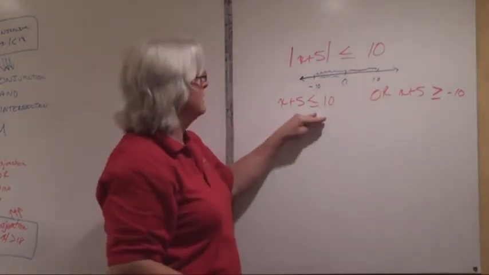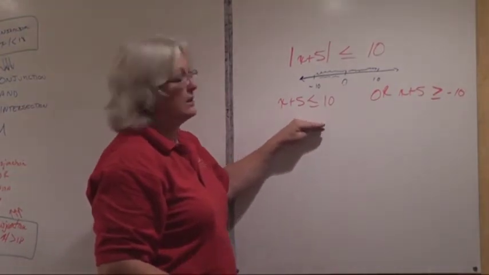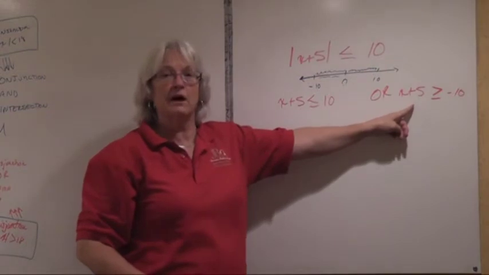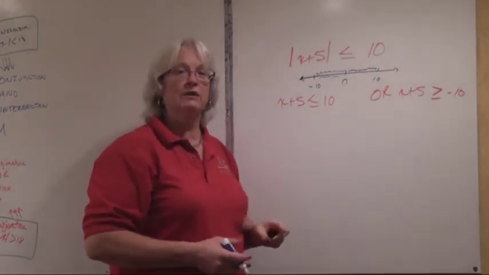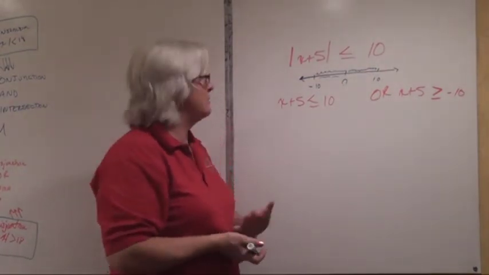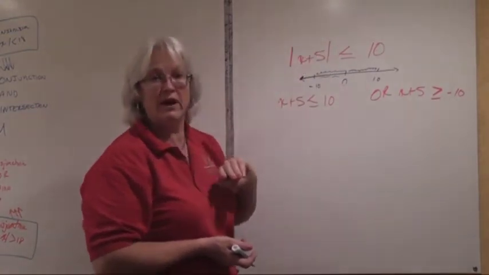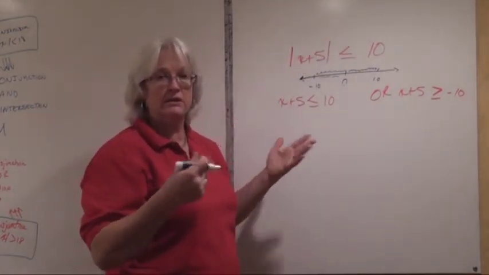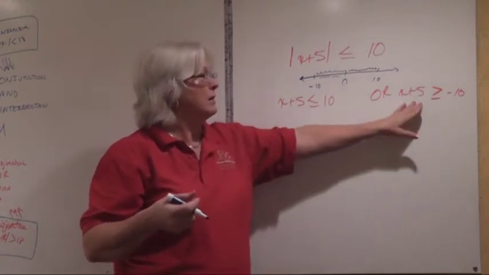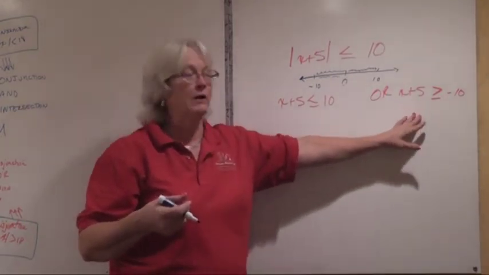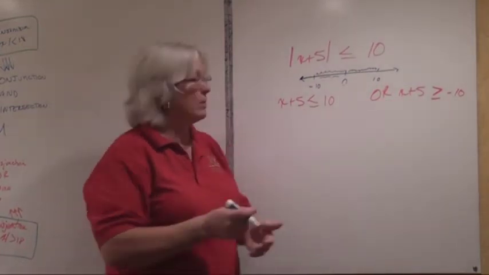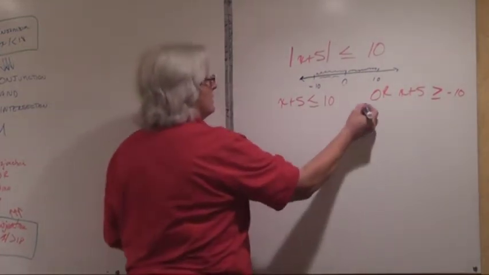So that's where we get the x plus 5 less than or equal to 10, or x plus 5 greater than or equal to a negative 10. And what we did with our last example, where it was just the absolute value of x less than 5, that was x is less than 5, or x was greater than a negative 5. So this is how you come up with these two inequalities that you solve.